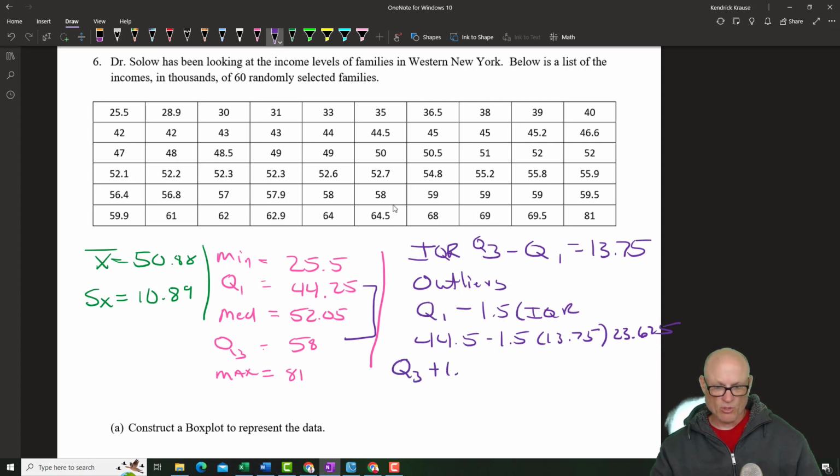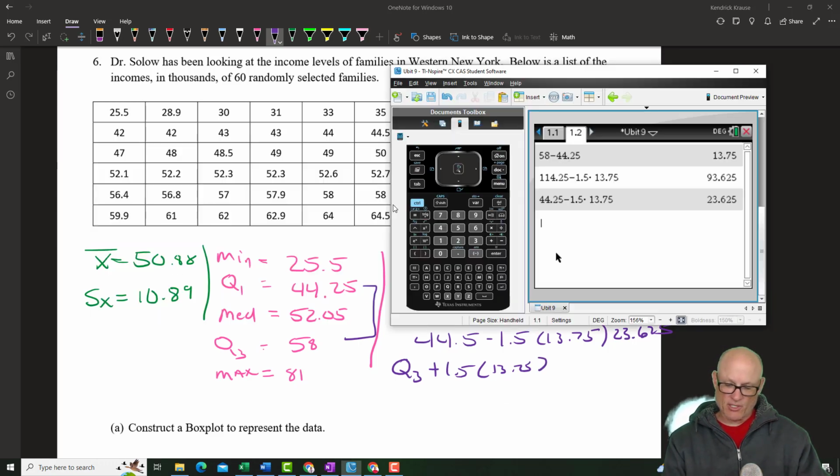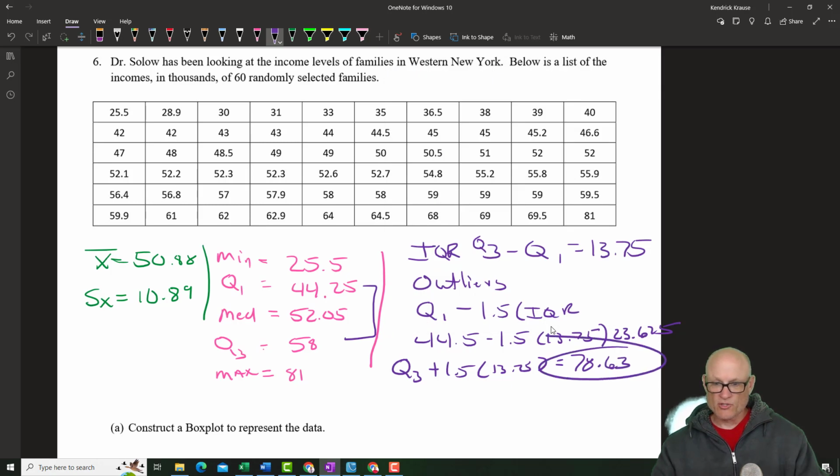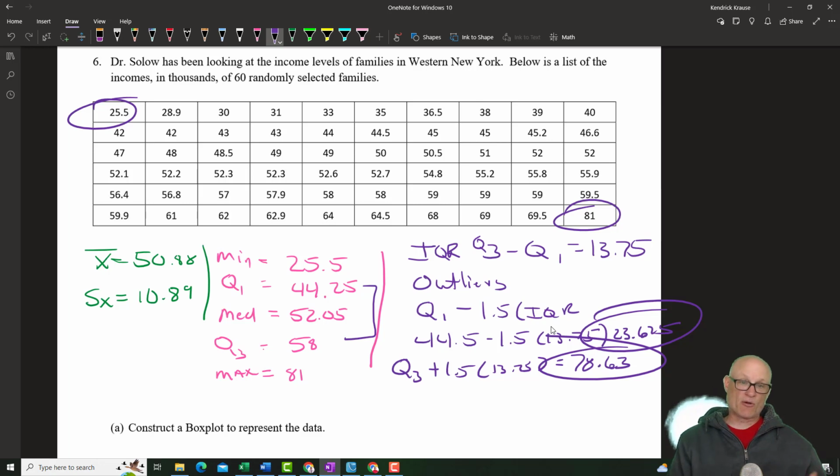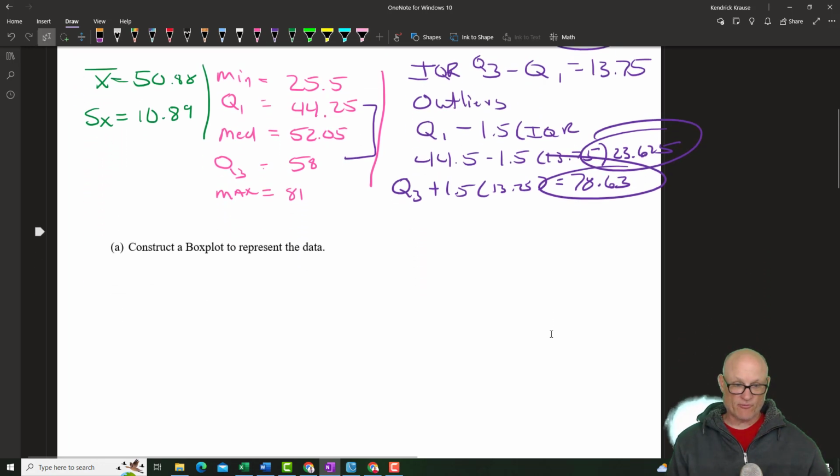Q3 plus 1.5 times IQR. Oh, times 13.75. So 58 plus this time. My goodness, there's no outliers in this one either. 78.63. So notice my smallest is 25.5 and my biggest is 81. There aren't any outliers. If there were outliers, you would just circle them and then use them for later.